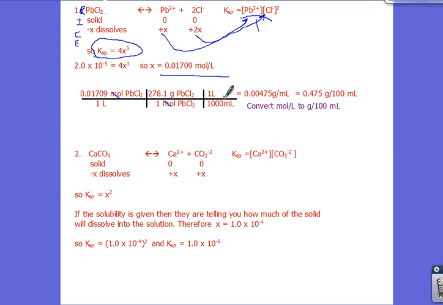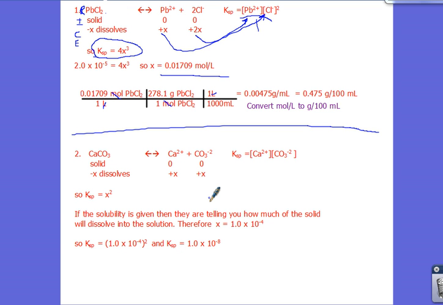And then I changed liters to milliliters. So you get 0.0475 grams per 1 milliliter, or 0.475 grams per 100 milliliters. This ends up just being a mole conversion at the end after you do the KSP.